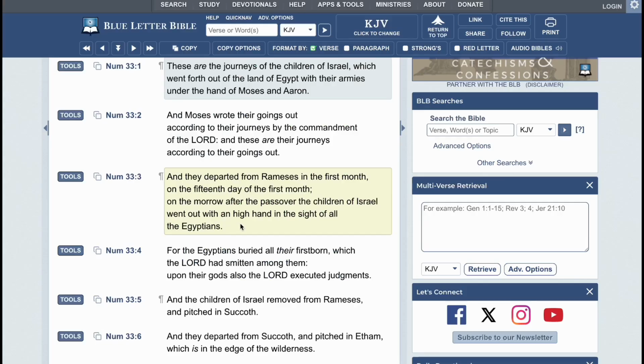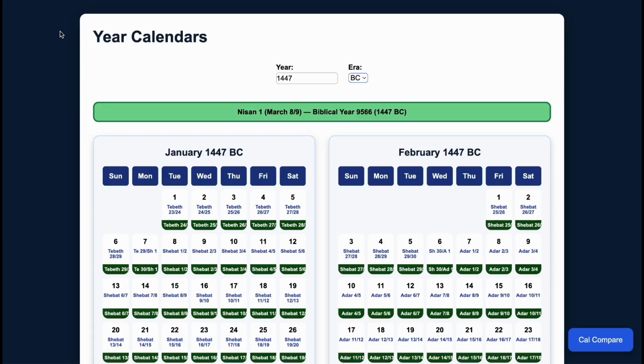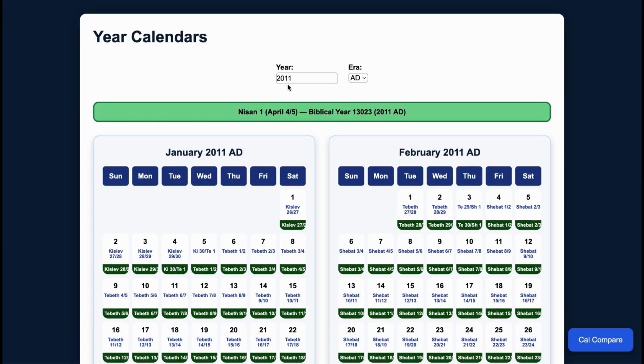Now we're going to read Numbers 33, verse 3. "And they departed from Ramesses in the first month," so that would be Nisan or Abib, "on the fifteenth day of the first month." So God is letting us know it wasn't the day of Passover, it was actually the next day. "On the morrow after the Passover, the children of Israel went out with an high hand in the sight of all the Egyptians." So Mr. Campion had wondered, why is God highlighting the fact that they left on the 15th day of the first month? So now we're going to use our calendar page.